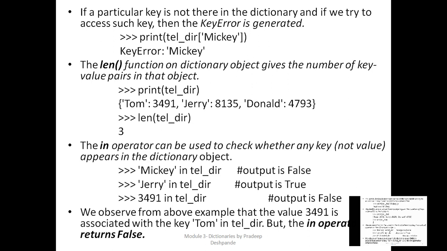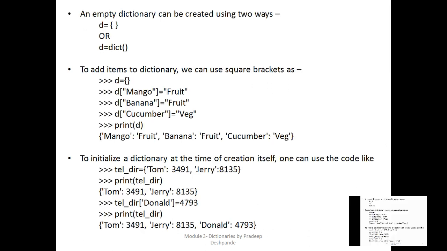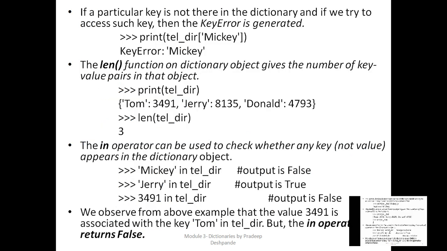If a particular key is not there in the dictionary and you try to access it, you will get an error. You will get a KeyError. For example, in the telephone directory we don't have Mickey. Tom, Jerry, Donald, only three are there. We don't have Mickey. So if you try to display Mickey, you will get the KeyError.